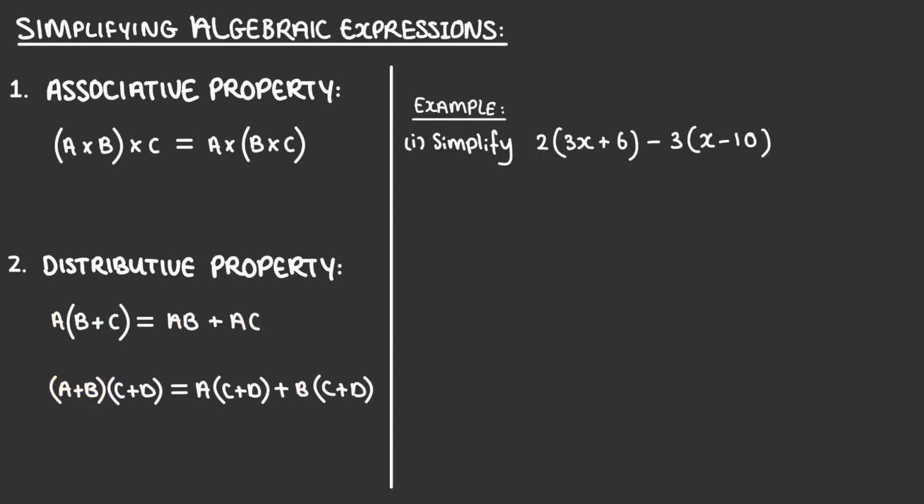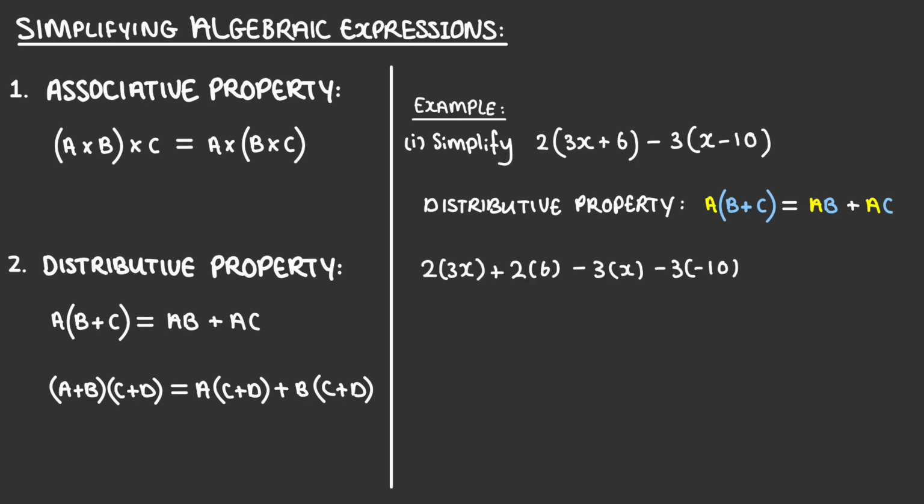So for our first example, we are asked to simplify 2 multiplied by 3x plus 6 minus 3 multiplied by x minus 10. Straight away, we can see that we must use the distributive property since we are multiplying numbers by brackets containing multiple terms. So to begin, we multiply 2 by 3x and 2 by 6. All of these numbers have positive signs, so we must add them both together.